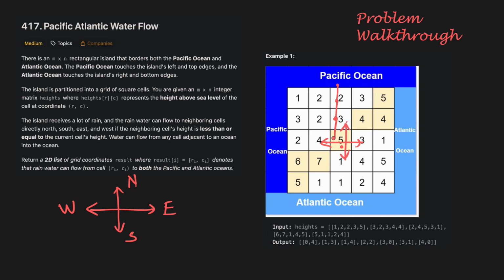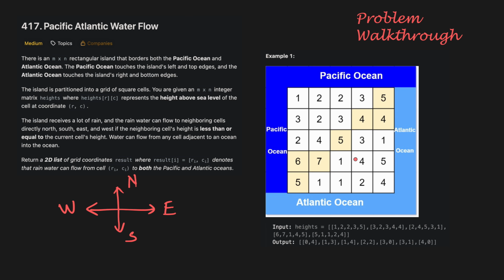Let's find out. If the water flows south, the height is 1, which is lower than 5, so it flows. Moving further south, we reach a cell with height 1 and it reaches the Atlantic. For this cell, even flowing east and west will lead to the Atlantic and Pacific Oceans. And as water can reach both oceans from this cell, it is part of the answer as well.